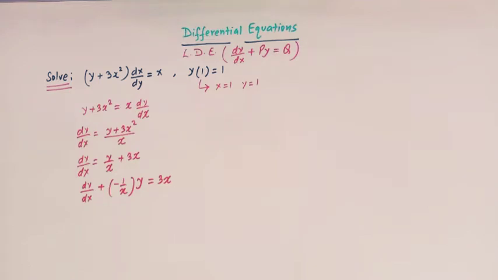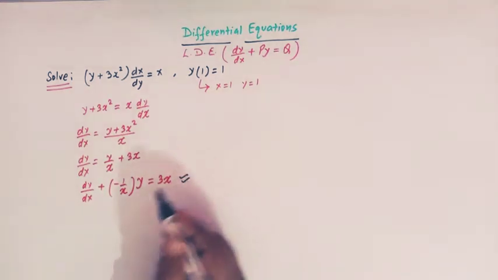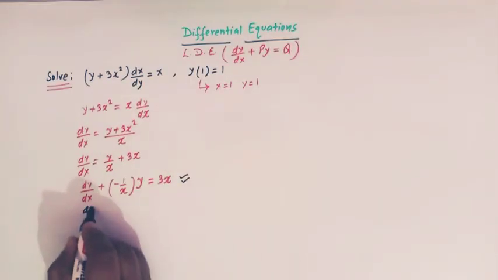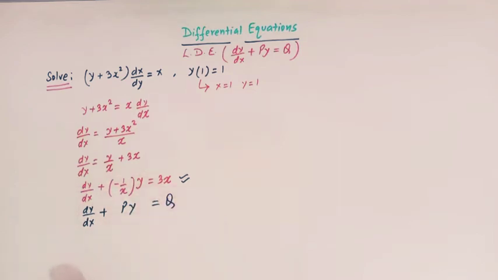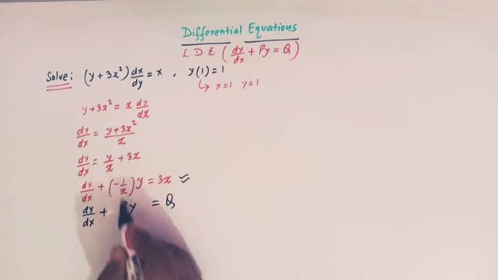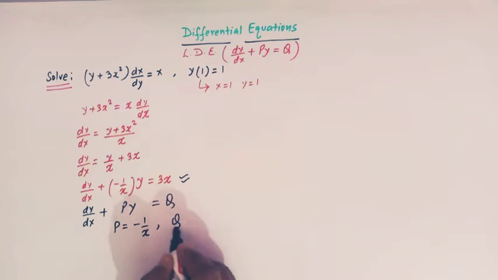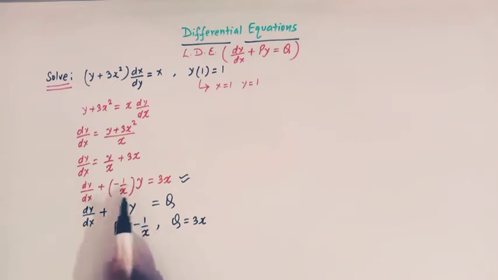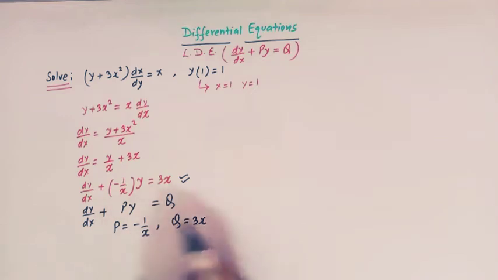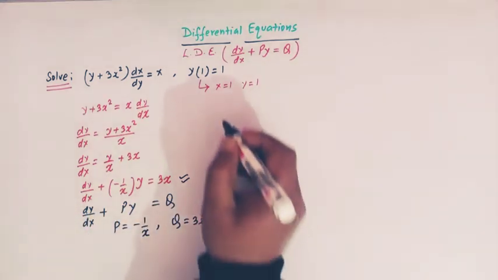Now we see that this equation is of the form dy over dx plus py is equal to q. If we compare these two equations, we see that p is minus 1 over x and q is equal to 3x. So p and q both are functions of x. Now we have to solve this linear differential equation by computing its integrating factor.